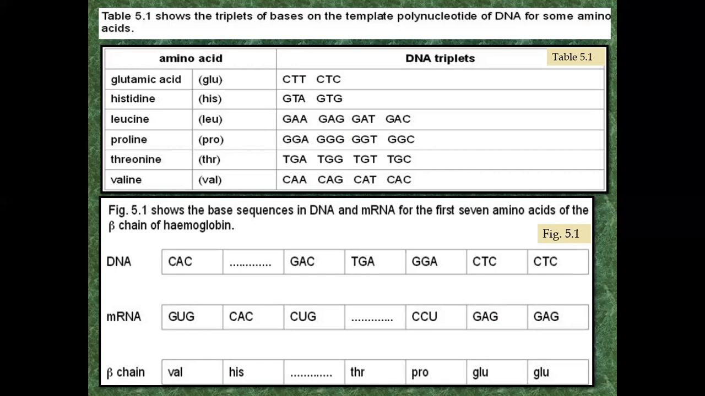While the diagram, figure 5.1, shows the base sequence in the DNA and messenger RNA for the first 7 amino acids of the beta chain of hemoglobin. There are some fill-in-the-blank spaces, and we are supposed to fill them with reference to the other sequence. For example, the first one is cytosine, adenine, cytosine, which will help us identify the opposite sequence, guanine, thymine, guanine.